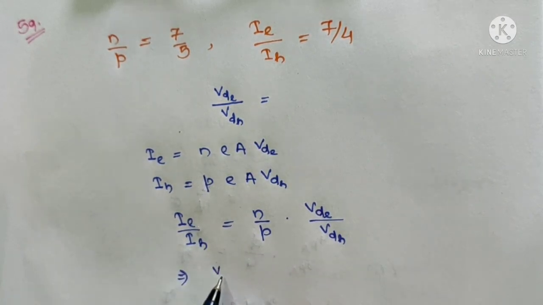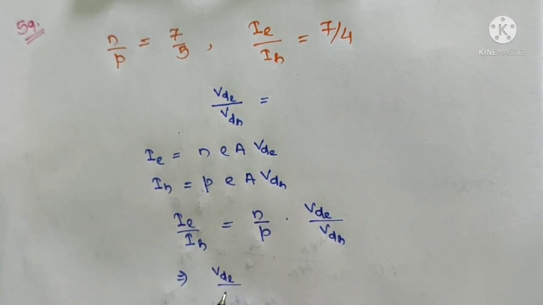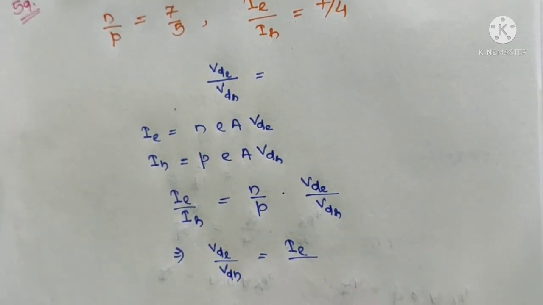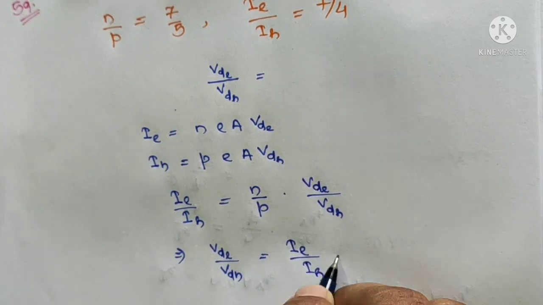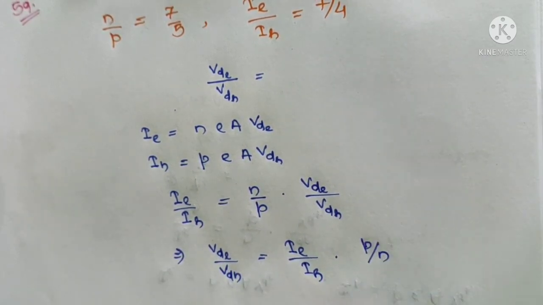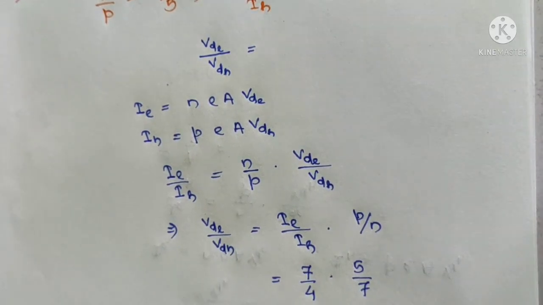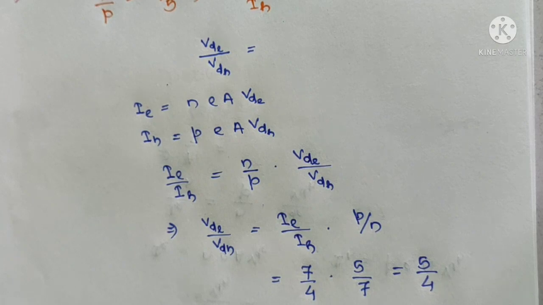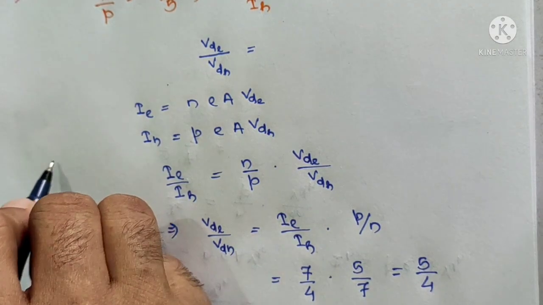So ratio of their drift velocity is equal to Ie by Ih times P by N. So that is equal to 7 by 4 into 5 by 7, or it is equal to 5 by 4. So your correct option is option D.